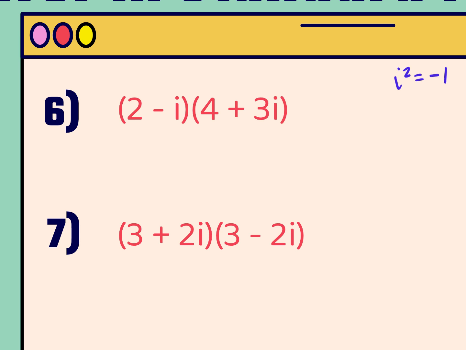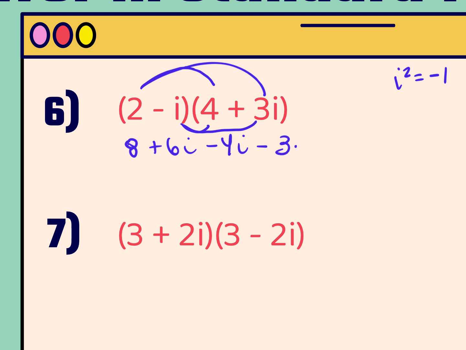What are we doing in number 6? We are multiplying. Do you see how the 2 parentheses are stuck together? Yes? Okay, so we're going to FOIL. 2 times 4 is 8. 2 times 3i is 6i. Good. Negative i and 4 is negative 4i. And negative i and positive 3i is minus 3i squared.